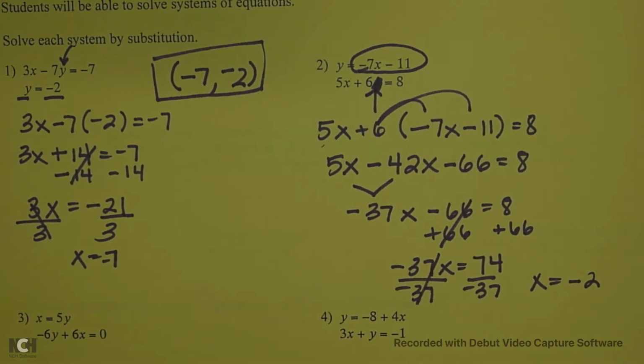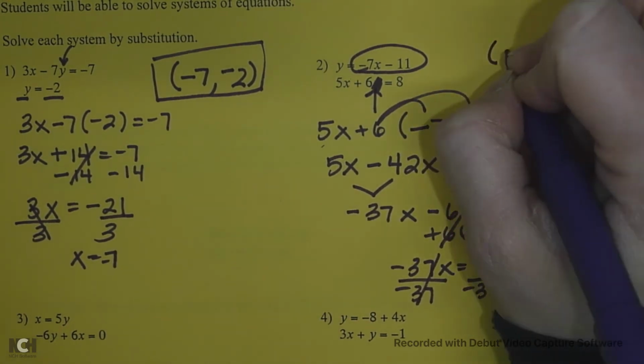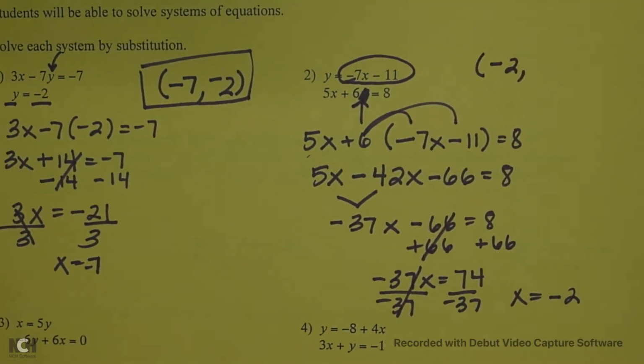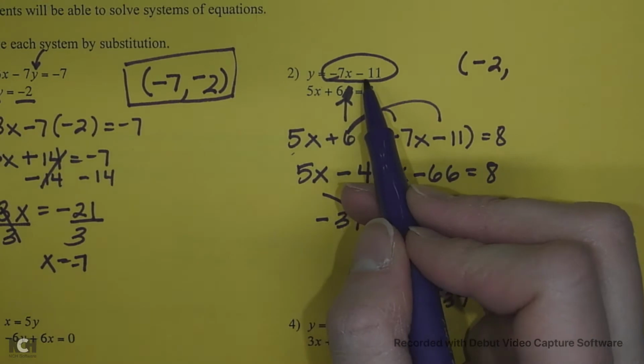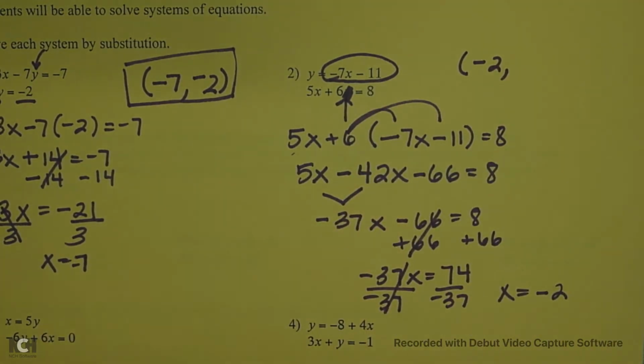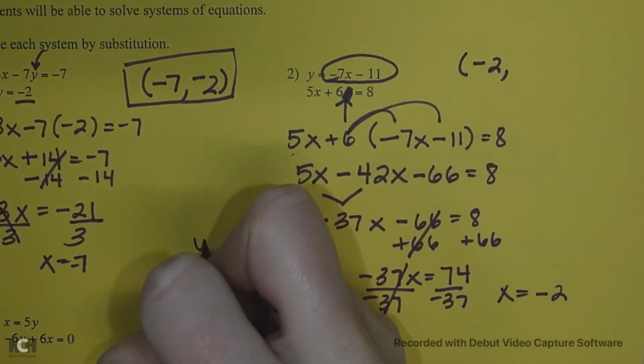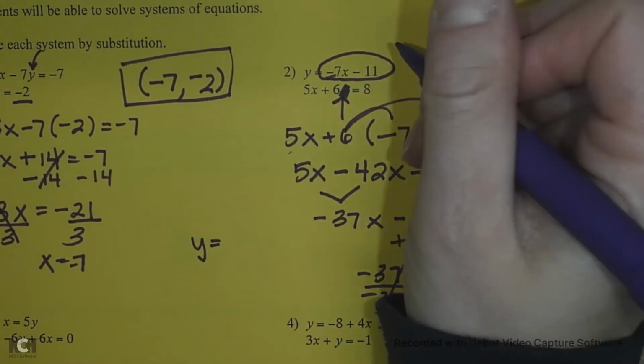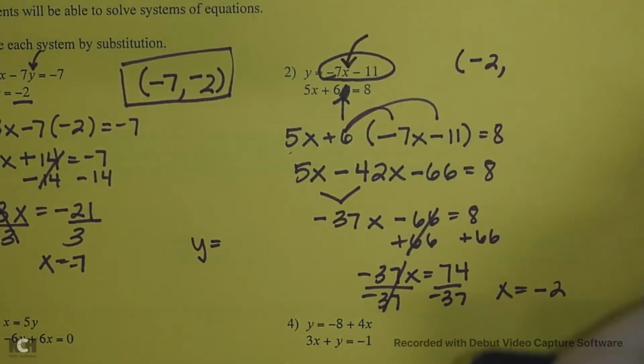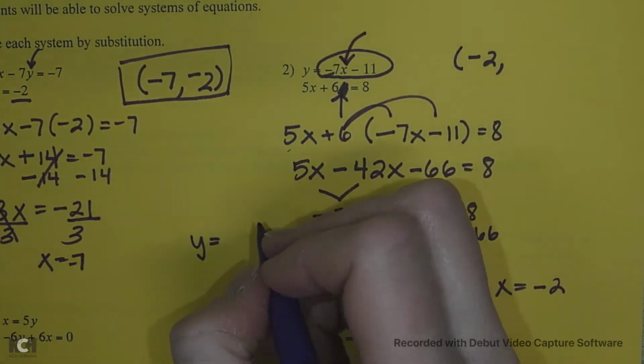Okay, so now what we need to do is we need to write our answer as our ordered pair. We have our x value, which is -2, and then for our y value, we don't have a y with just the number like we did on the first problem, so we have to solve. So on the top equation, I'm going to take my value of x and plug it in where my x is. So we have to substitute.